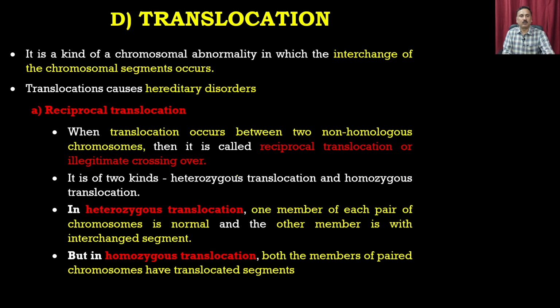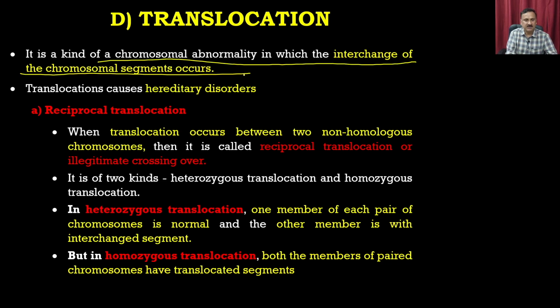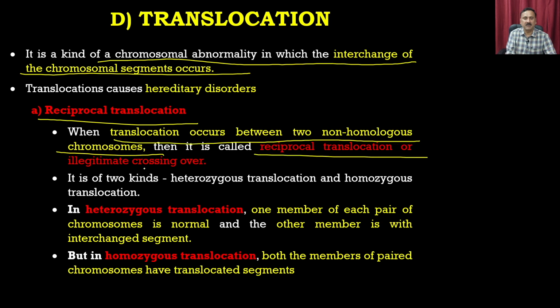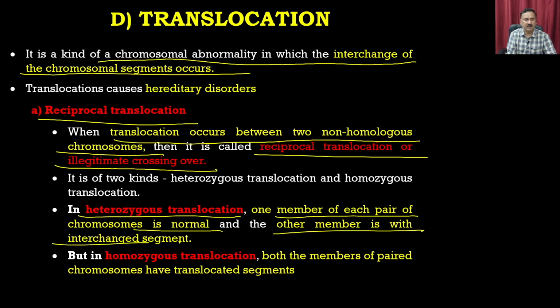Then you have a translocation. This is a kind of chromosomal abnormality in which the interchange of a chromosome segment occurs, right? So it could be a reciprocal translocation, right? When the translocation occurs between two non-homologous chromosomes, then it is called reciprocal translocation or illegitimate crossover, right? In a heterozygous translocation, one member of each pair of chromosomes is normal and the other member is with the interchanged segment.